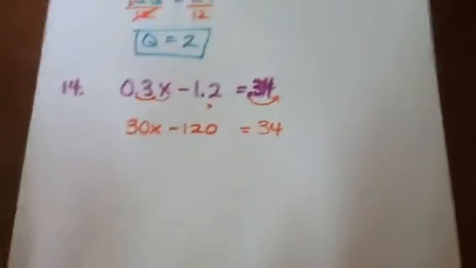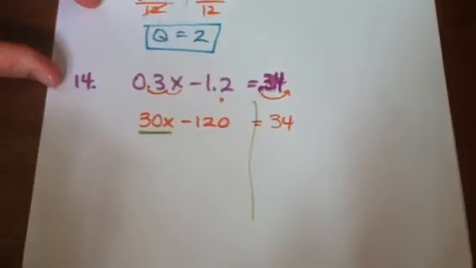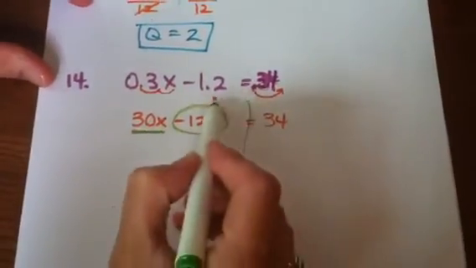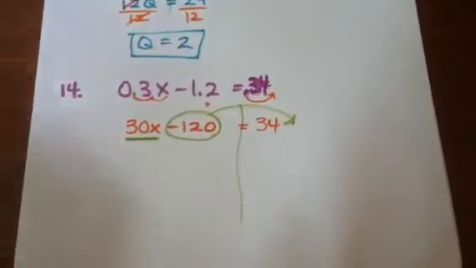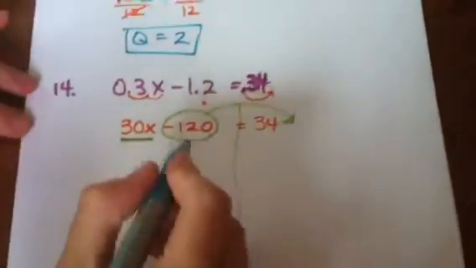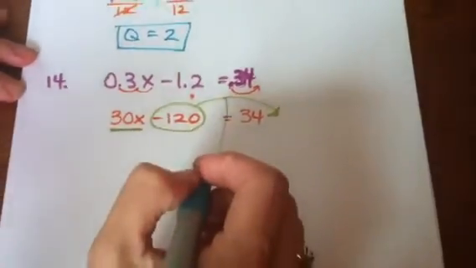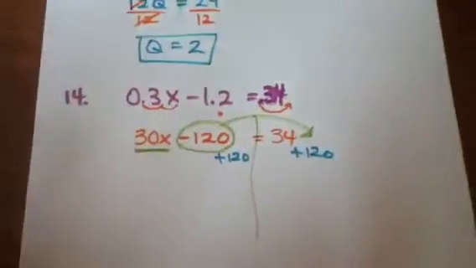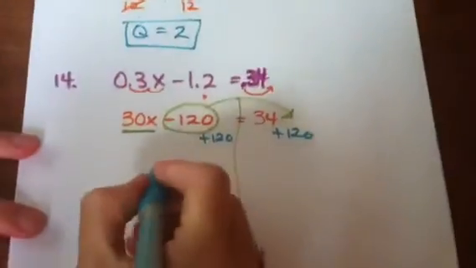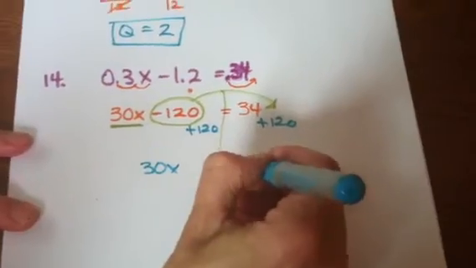So then let's just solve it like we always know how to do. Here's my imaginary wall. You're going to want to get this guy all by himself. You're going to take this minus 120 and throw him on the other side of the wall. Just make sure you do the opposite. What's the opposite of subtracting 120? Adding 120. So I'm going to add 120 to both sides. So we've got 30x on this side of the wall. 34 plus 120 is 154.